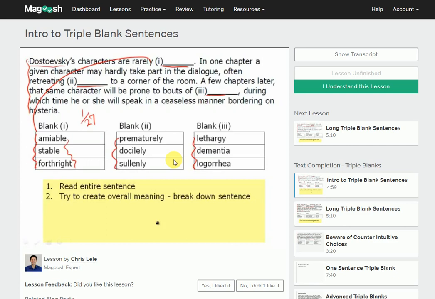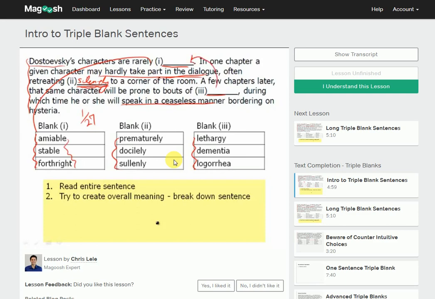So continue reading. We get, in one chapter, a given character may hardly take part in the dialogue, often retreating blank to a corner of the room. Okay, so they're maybe retreating silently because they're not saying much. So just as I've done in other text completions, I'm putting in my own words as I read through. A few chapters later, that same character will be prone to bouts of blank, during which time he or she will speak in a ceaseless manner. So they go from not speaking at all up here, retreating silently, to speaking in a ceaseless manner, meaning they keep talking and talking. So his characters, they are rarely what?